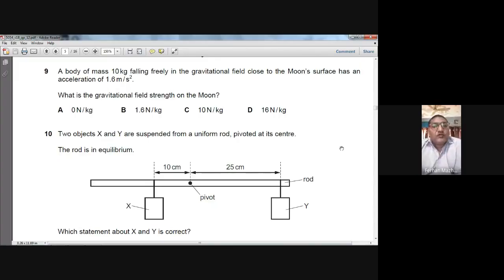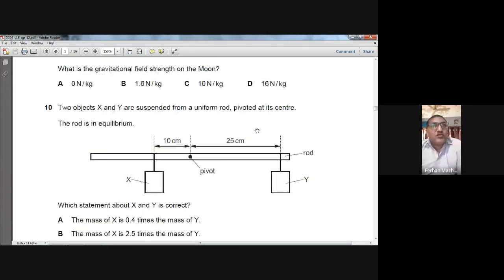You know, because on the moon there is no air, it's like a kind of vacuum. There is no air, so there is no air resistance. So whatever is the acceleration of the free falling body, that acceleration is also equal to the gravitational field strength, and that will be 1.6 Newton per kg. Because there is no air resistance on the moon. 1.6 Newton per kg. So B is the choice. Question number 9, B is the choice.